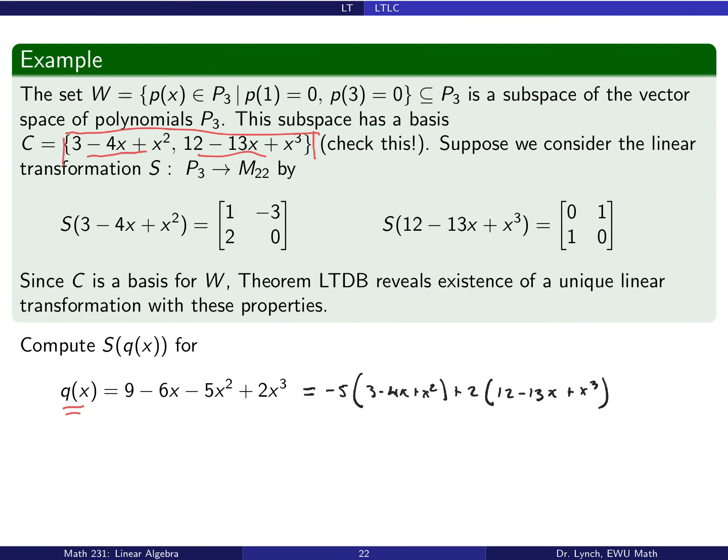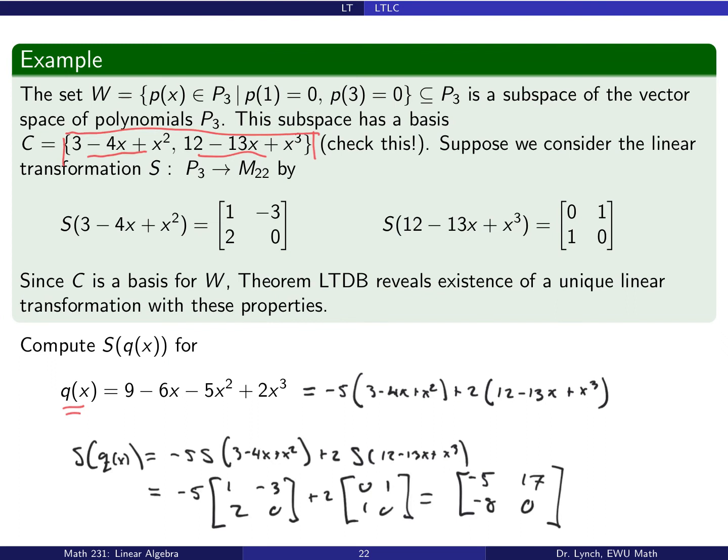So the image of the linear combination is the linear combination of the images, so we can see quickly what the image S of q is. And here's that image: negative 5 times the image of the first basis vector plus 2 times the image of the second basis vector ends up being the matrix with rows (-5, 17) and (-8, 0). So again, knowing the image of a transformation on a basis of a vector space uniquely determines that transformation on that vector space.